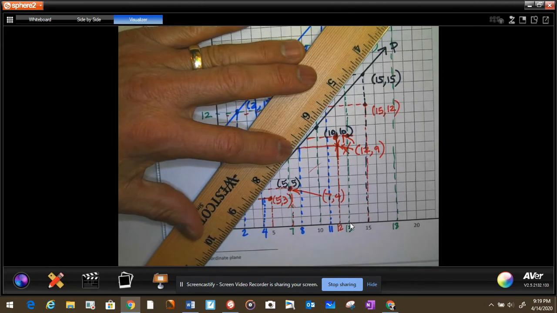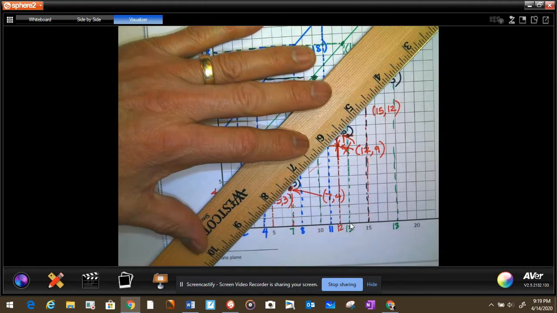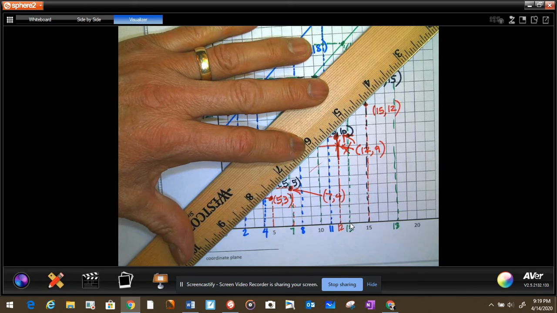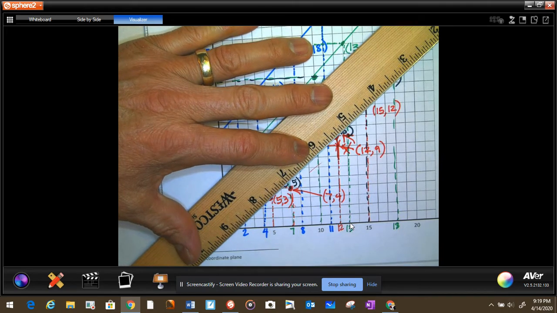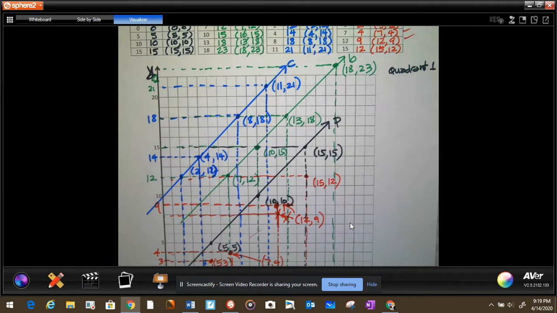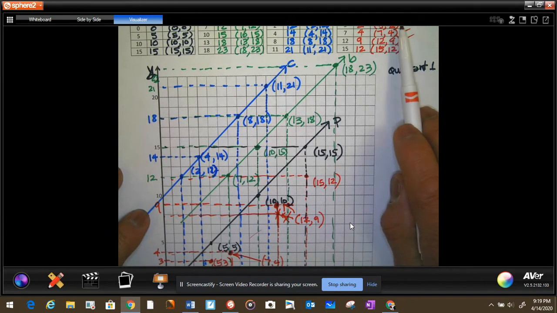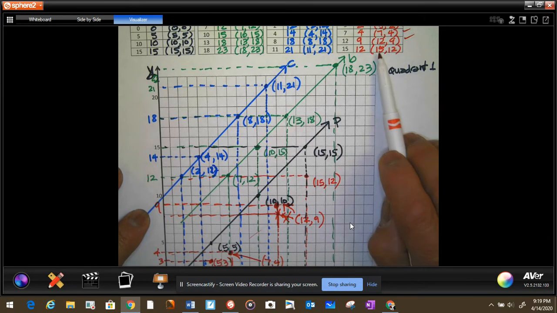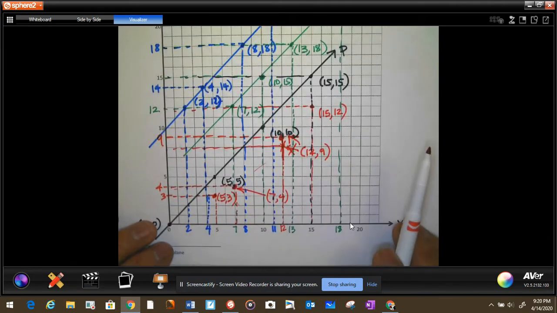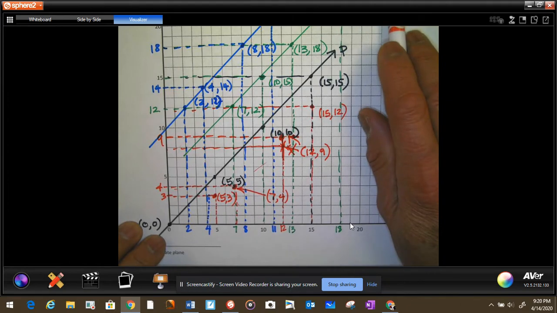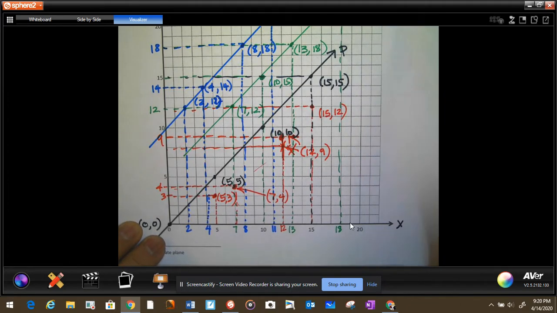Well, not really. This point right here, there is a mistake on one of these problems. So 5, 2, 7, 4, 12, 9, and 15, 12. All right, let's check again. The first one is 5, 2. Oh, there it is. Should be a 2 right here. So this is where the line should be.